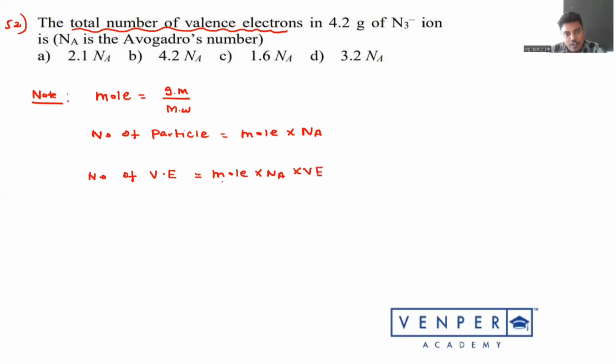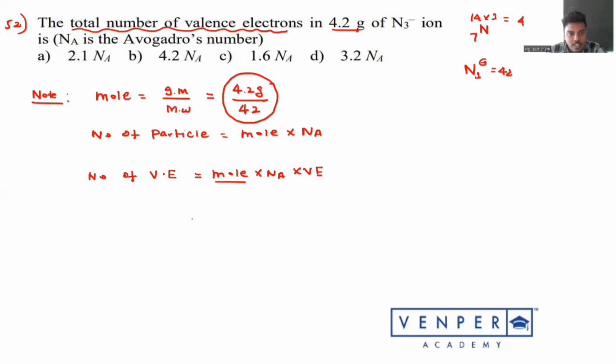Now, how to find the mole? We know the given mass of N3 minus is 4.2 gram. What is the molecular mass? Nitrogen is 7, that is 14. Therefore 14 into 3 should be 42. The molecular mass of N3 minus is 42. Now apply: the mole value is 4.2 divided by 42. Now look at the option. The Na is given, but what is the Na value? We know the value.